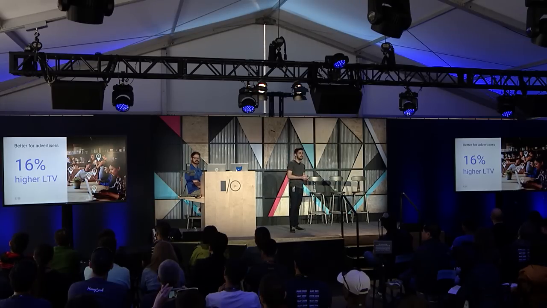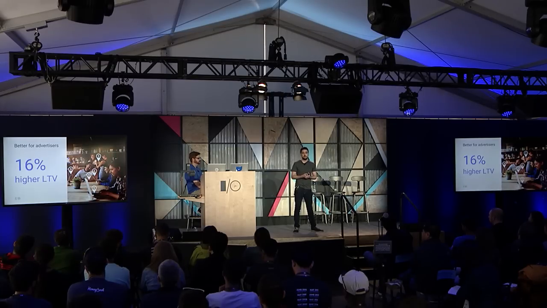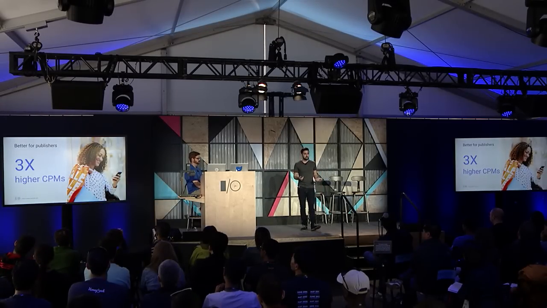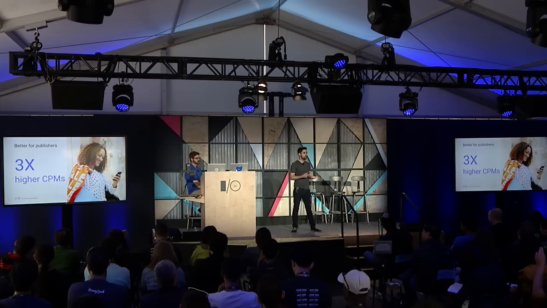Second, we found that native ads perform better for advertisers. In our beta version of native, we saw that advertisers saw a 16% increase in lifetime value from the users that they acquired using native ads versus the users they got from traditional ad formats. Similarly, publishers, or app developers, saw an increase in performance as well. Again, in our beta, we saw that publishers got 3 times higher CPMs, or revenue per 1,000 impressions, on their native ads versus the non-native ads in the same apps. That's pretty significant.